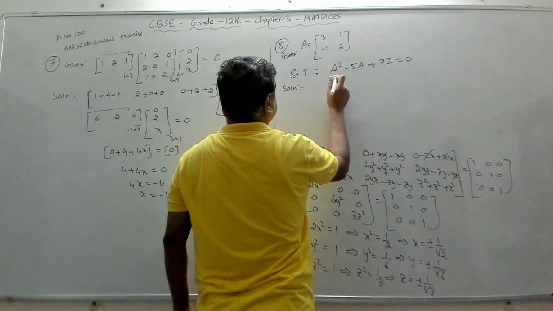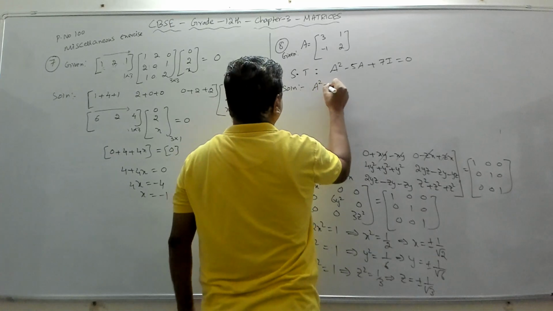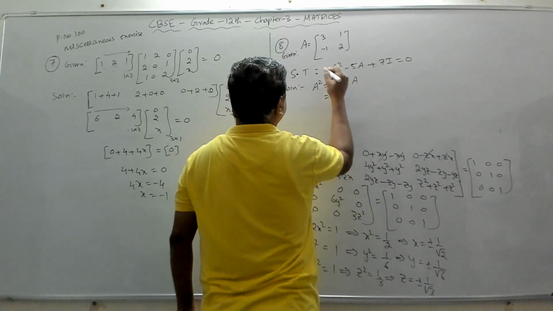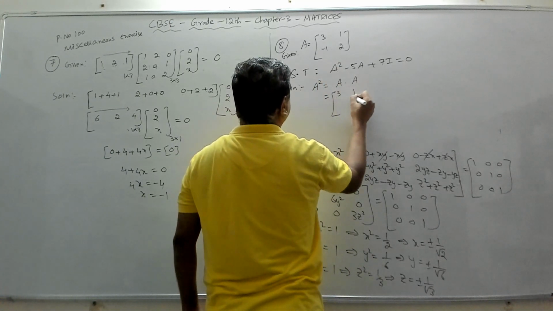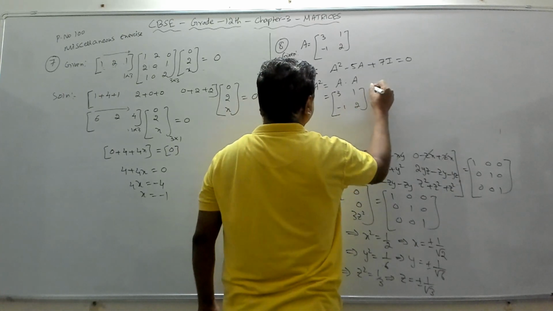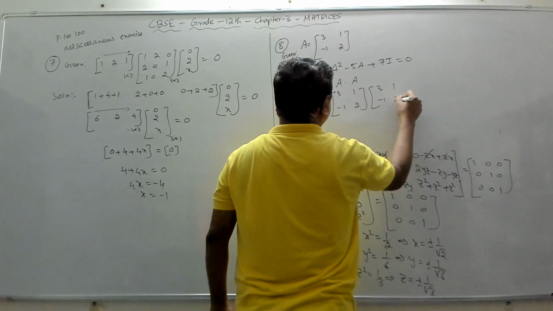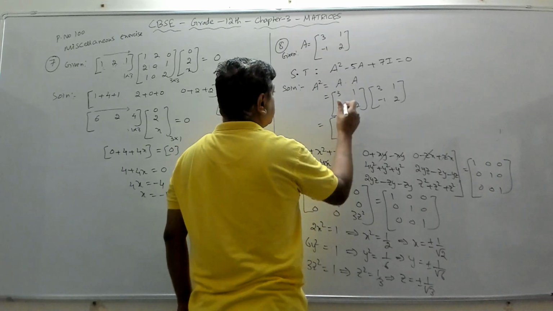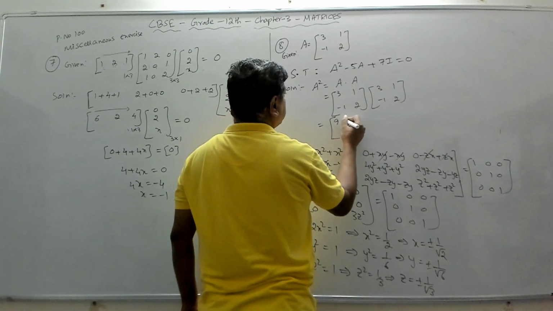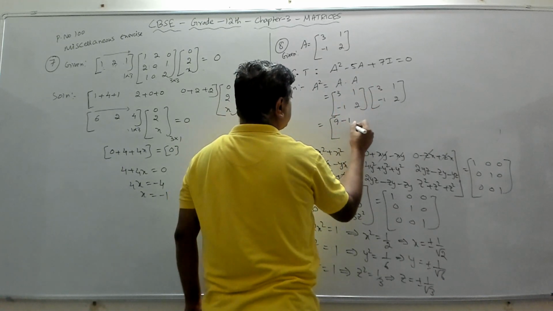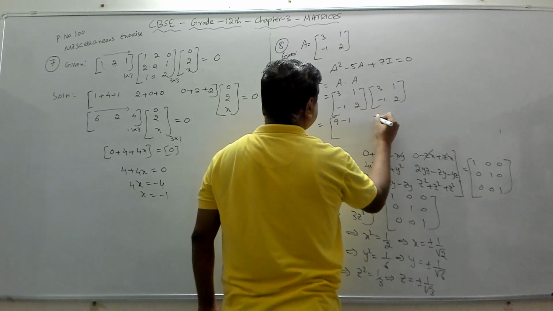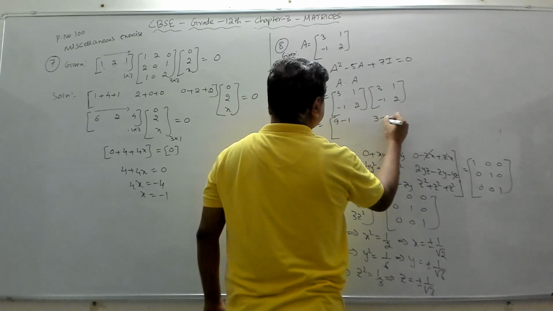So let's find what A square is first. A square is A into A. So you have to multiply the A matrix with the A matrix. So 3 1 minus 1 2 into 3 1 minus 1 2. Now if you multiply, what do we get? 3 into 3 is 9, plus 1 into minus 1 is minus 1, and 3 into 1 is 3, plus 1 into 2 is plus 2.